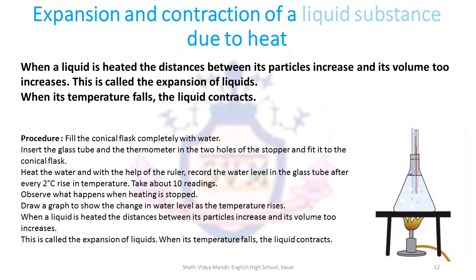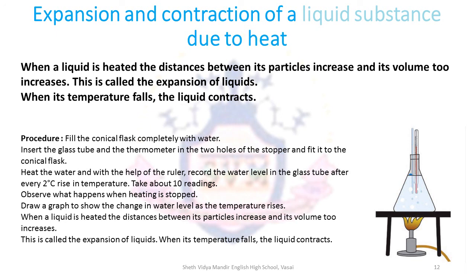Now heat the conical flask basically by putting it on the tripod stand and lighting the burner under it. Record the water level in the glass tube after every 2 degrees Celsius rise in the temperature that you will observe in the thermometer. That is why we are inserting the thermometer. Take 10 readings. Observe what happens once you stop the heating. Means take 10 readings, then stop the heating and observe what happens after that.